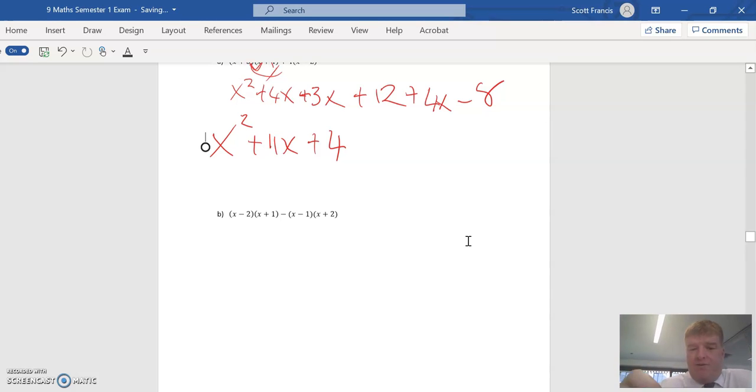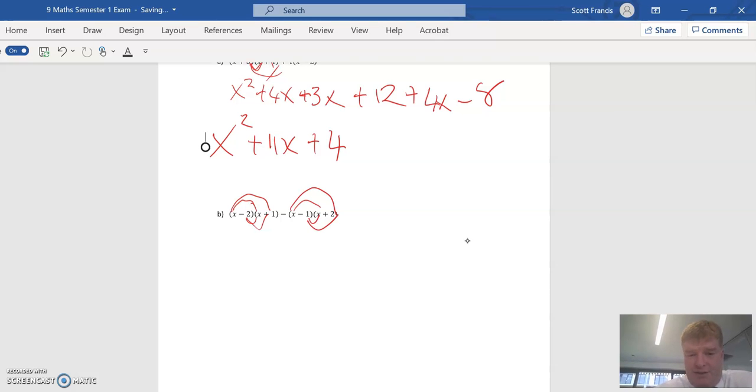So have a look at the next one. We've got two sets where we have to expand this way. First times first is going to be x squared, first times last, plus 1x, minus 2 times x is minus 2x. Minus 2 times 1 is going to be minus 2. Then we have to be careful, there's a negative here, and we're going to have to take away this expansion here.